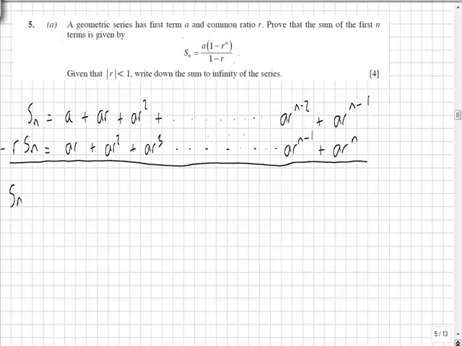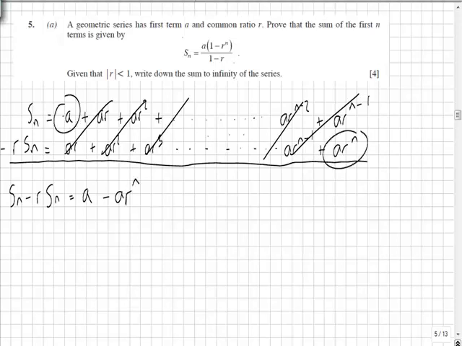So we're left with Sn minus r Sn is equal to, well, we have a, and then if you notice, all these will actually cancel, leaving you with a as the first term and minus ar to the power n as the last term here. They're the only two things that actually remain.